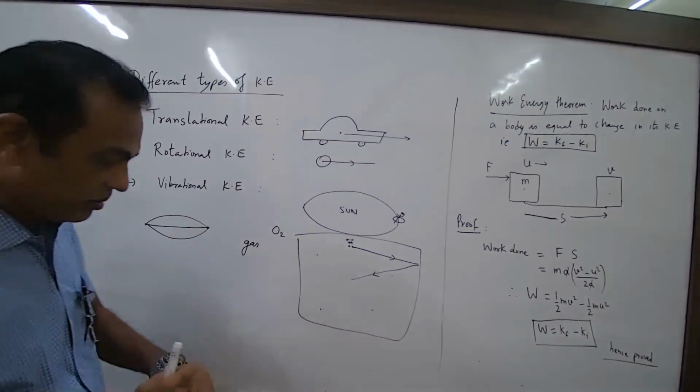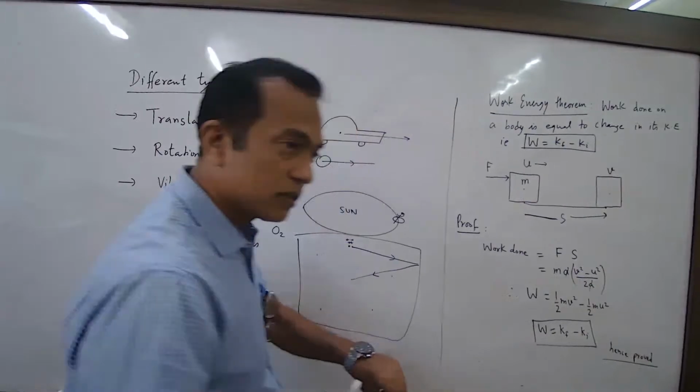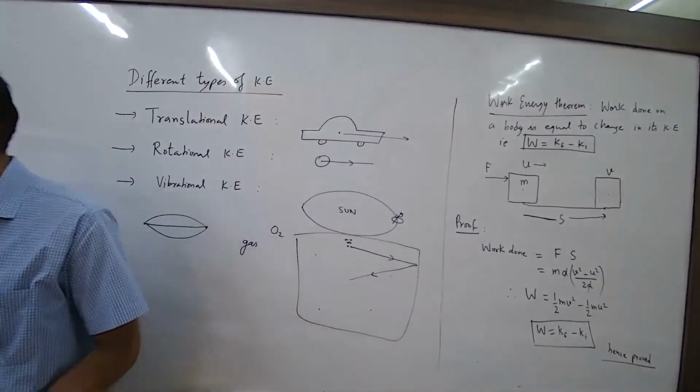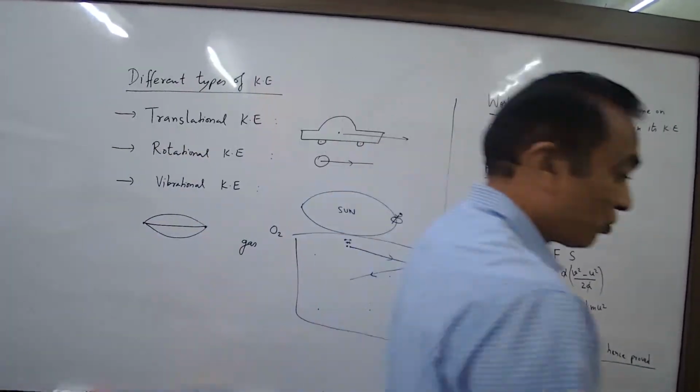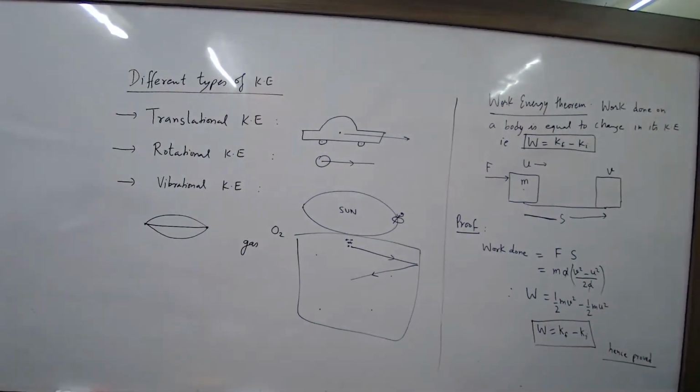So we have discussed types of kinetic energy. How much more time here? We have 7-8 minutes. Not really. So any questions still here? All the conceptual part is over.